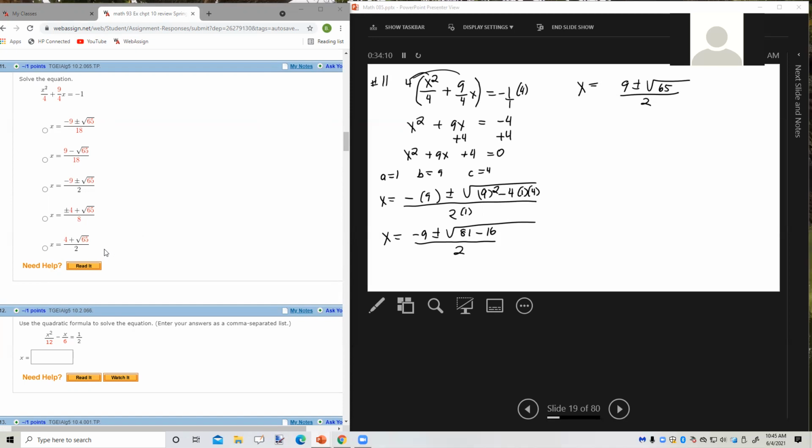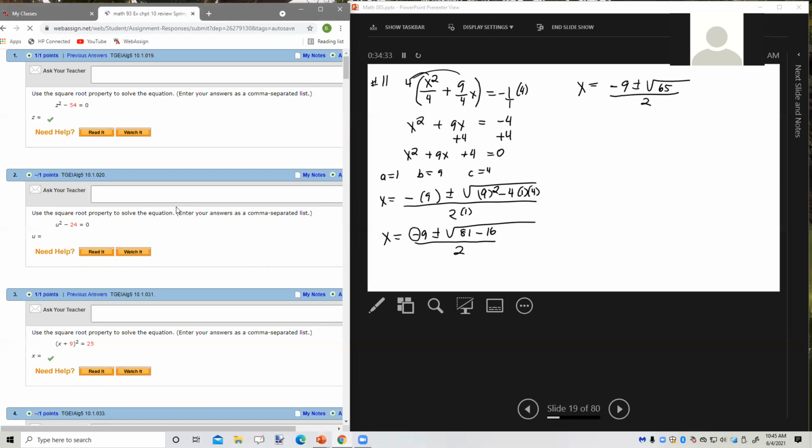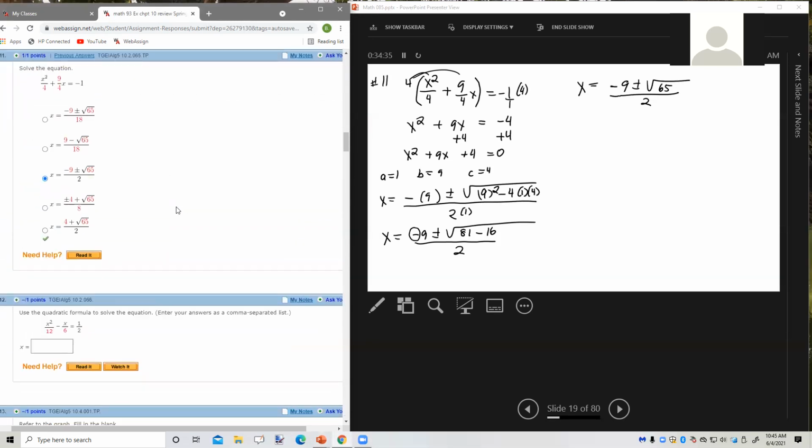I don't see... Oh, you know what? There's the correct answer, but what did I forget to do? I forgot to bring that negative sign up there. It's a good thing this was multiple choice. So this would have to be the correct answer or answers. Saved by the multiple choice. All right.